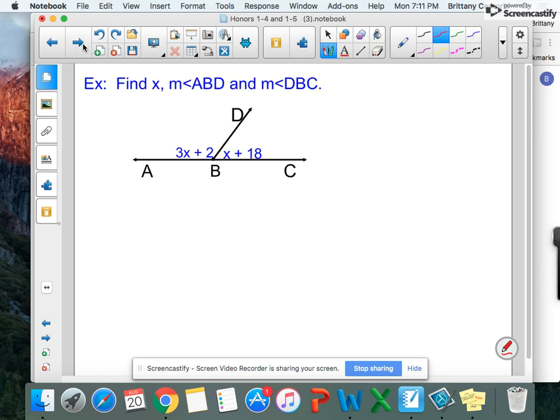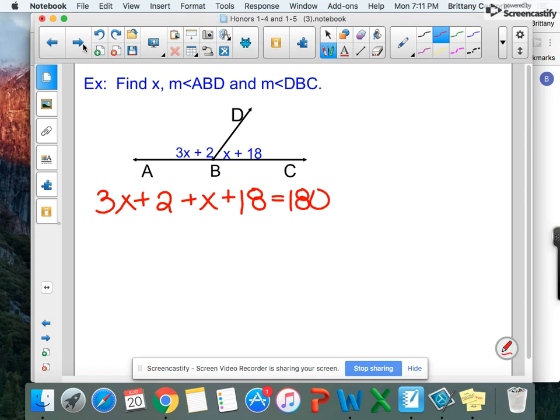Our next example: find x, and then find the measure of angle ABD and angle DBC. If we look here, we have a linear pair. So we're going to use the linear pair postulate that says the two angles are supplementary. So that means they equal 180 degrees. We're going to add them together and set them equal to 180 degrees. So our equation is going to look like 3x plus 2 plus x plus 18 equals 180.